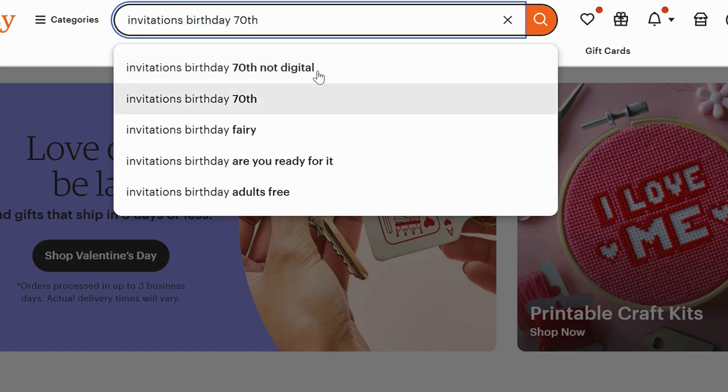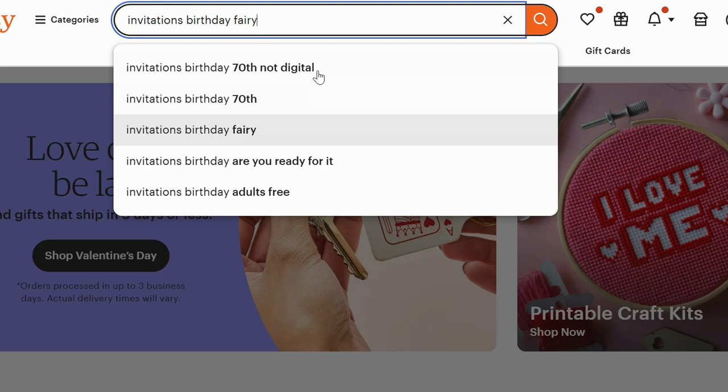But if we go down, we've got invitations birthday 70th. I would definitely say that niches down quite well for us to be able to use. Invitations birthday fairy, that's a decent niche as well. But we might even want to go one niche further. And this is where I start to uncover the gold, the untapped, because I am peeling back layers upon layers of search queries that people are looking for.